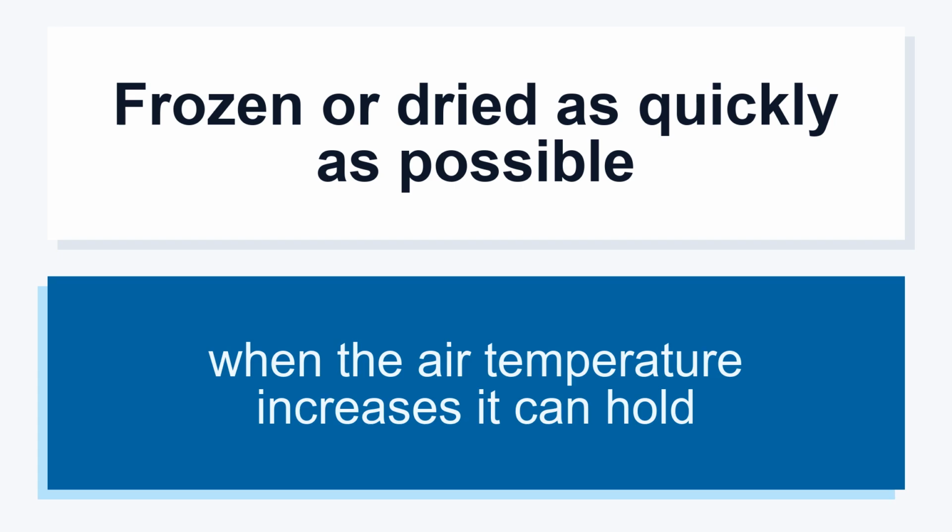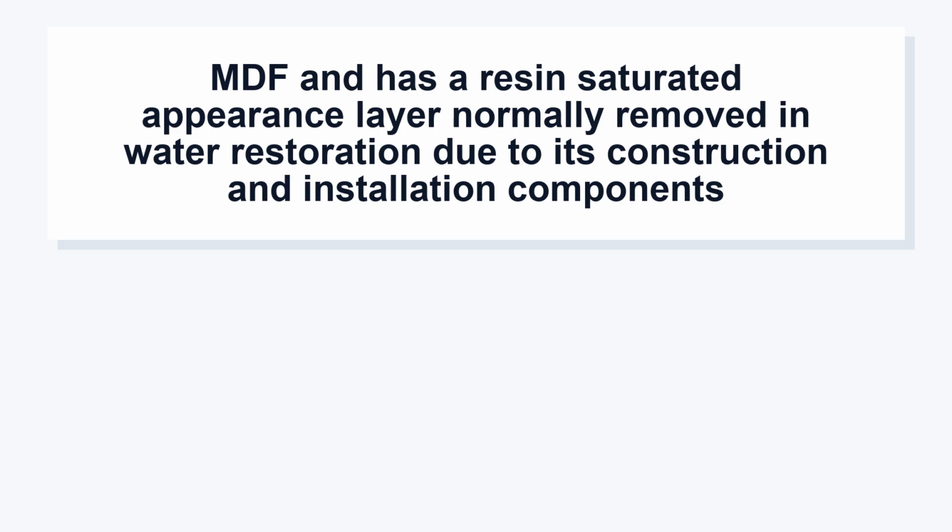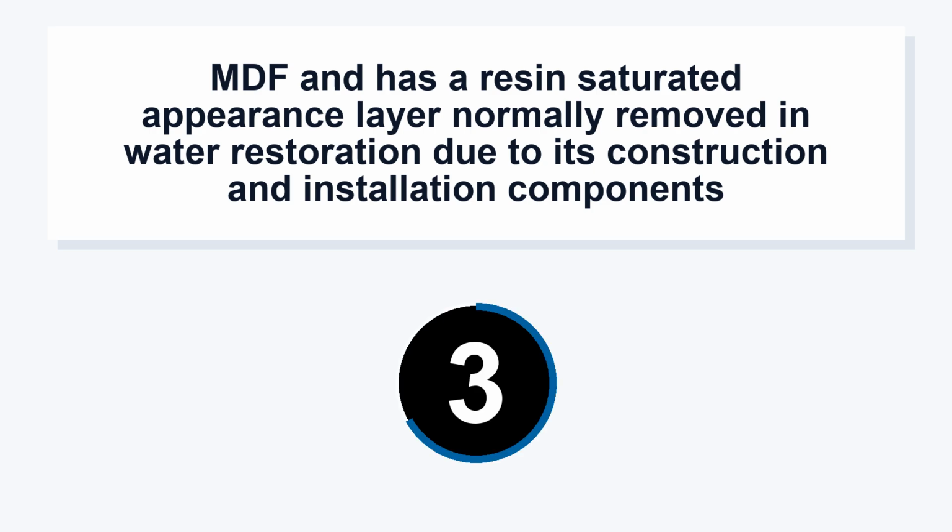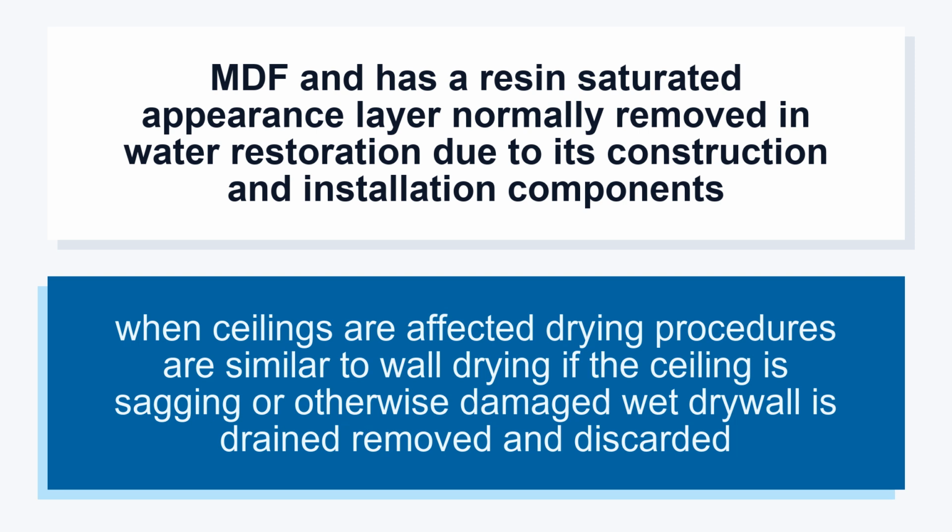When the air temperature increases, it can hold MDF and has a resin-saturated appearance. Layer normally removed in water restoration due to its construction and installation components. When ceilings are affected, drying procedures are similar to wall drying. If the ceiling is sagging or otherwise damaged, wet drywall is drained, removed, and discarded.